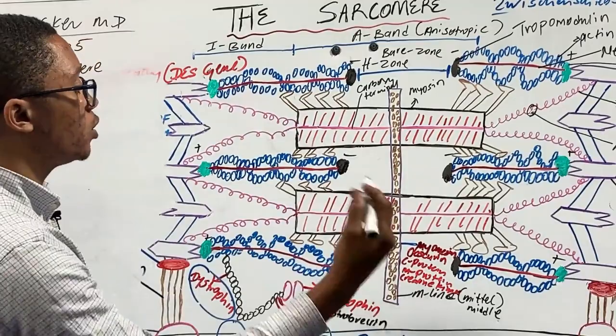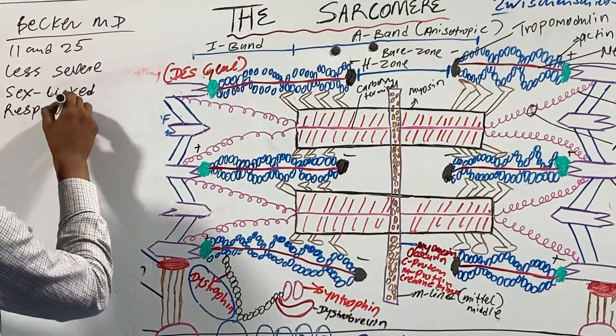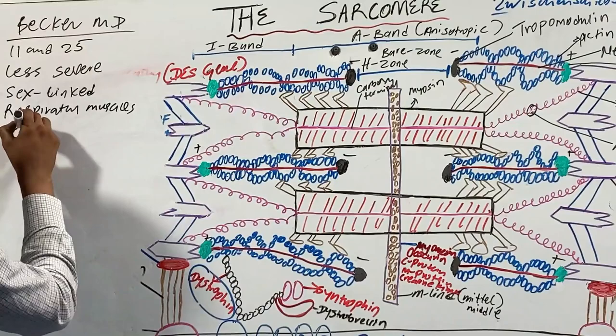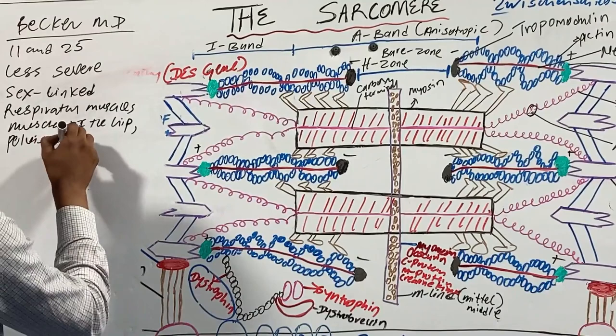And it also affects what? The respiratory muscles. It also affects the muscles of the hip, of the pelvis, and the lower limb.